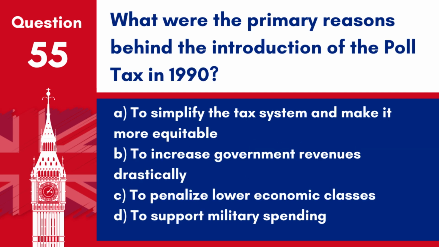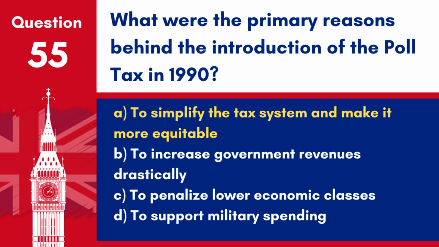Question 55. What were the primary reasons behind the introduction of the poll tax in 1990? A. To simplify the tax system and make it more equitable. B. To increase government revenues drastically. C. To penalize lower economic classes. D. To support military spending. Answer A. To simplify the tax system and make it more equitable.